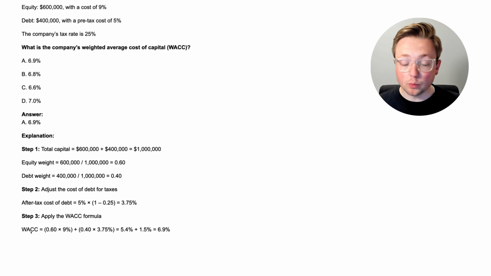So let's go down here. The weighted average cost of capital is you take the equity weight, which is 0.6 or 60%, multiplied by the cost of equity, which is 9%, and then you add that to the weight of debt multiplied by the after-tax cost of debt. So all you're doing here is, again, multiplying the weight by the cost percentage, adding it together, and that gives you the weighted average cost of capital. So again, 60% multiplied by 9% is 5.4%, and 40% multiplied by 3.75% is 1.5%. So add those together and that gives you 6.9%. That is the weighted average cost of capital. Now, again, this is just the way that you calculate it.